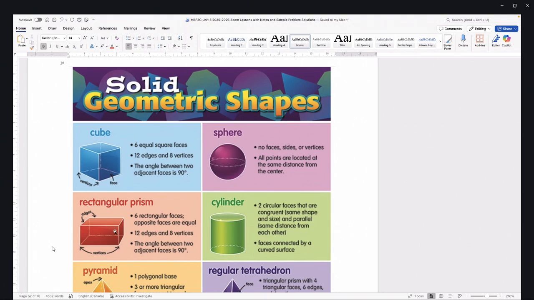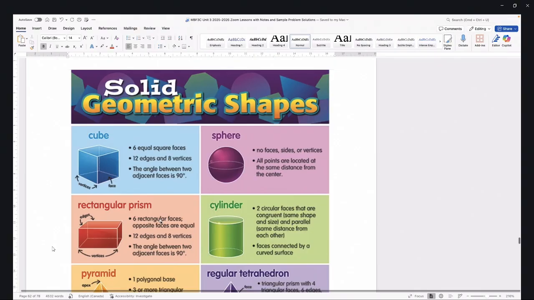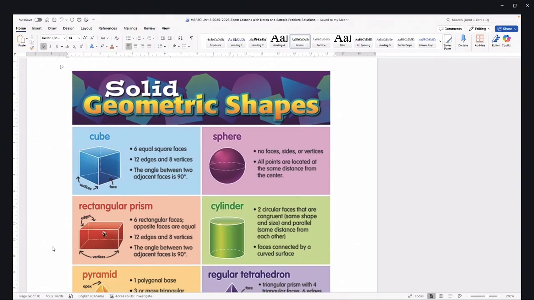A cube is a special rectangular prism. A cube is indeed a rectangular prism because a square is a rectangle, but a rectangle is not a square. Okay. So in a rectangular prism, we have 6 triangular faces where the opposite faces are equal.